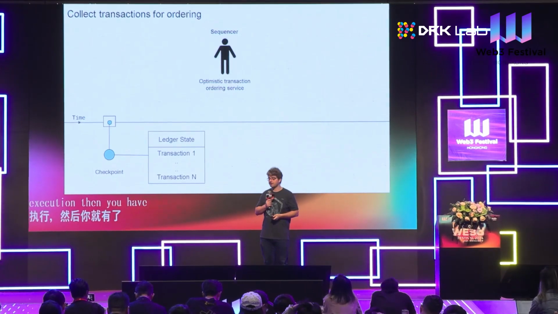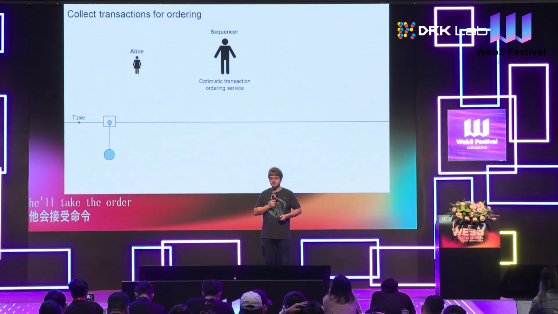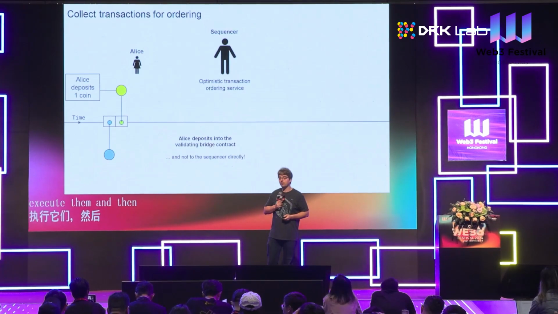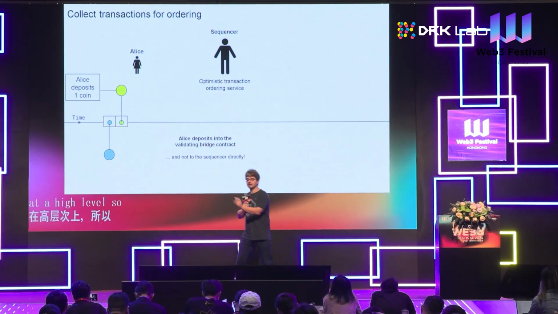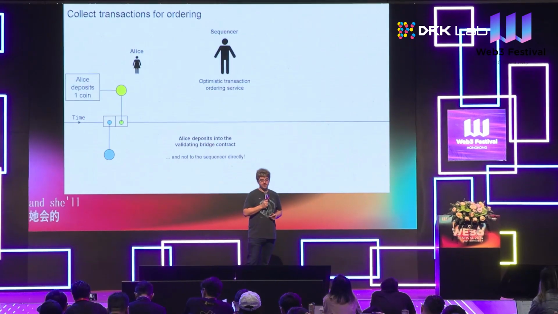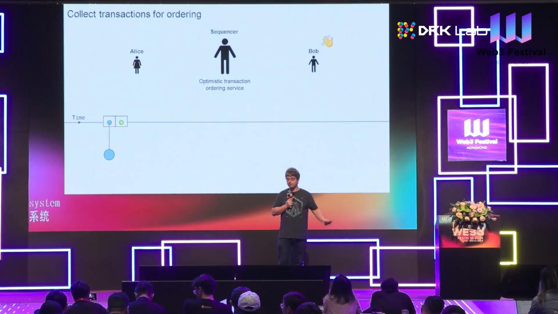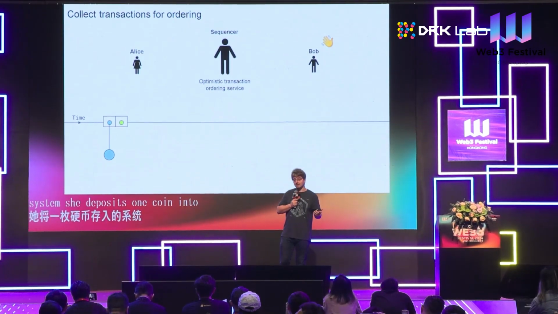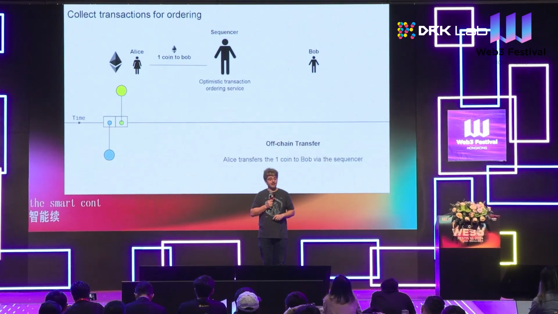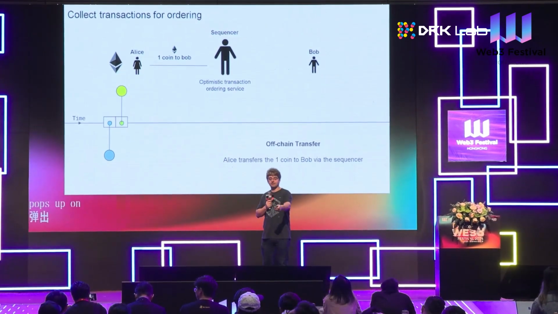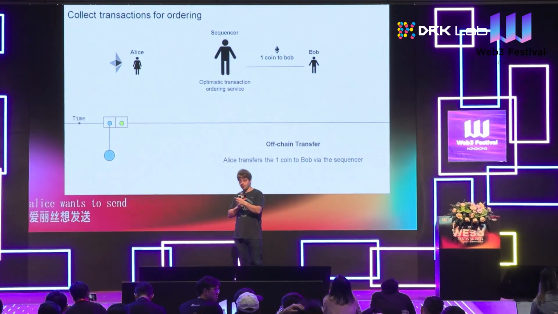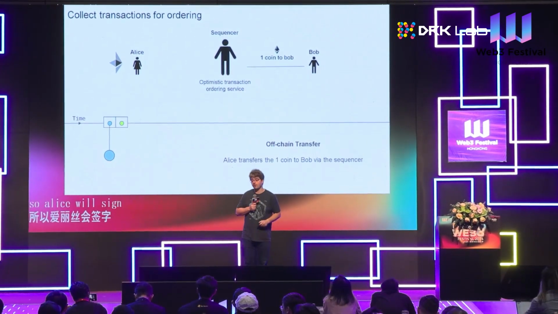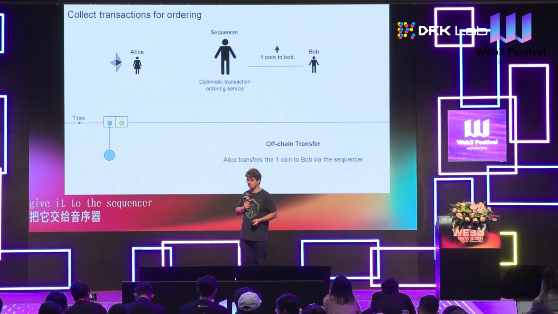So let's see how this works at a high level. So Alice comes along, and she'll deposit one coin into the system. She deposits one coin into the smart contract, then her balance pops up on the rollup. And then Bob comes along. Hi, Bob. And Alice wants to send one coin to Bob. So Alice will sign a transaction and give it to the sequencer. Now, the sequencer can notify Bob to say, Bob, you're going to receive one coin. But Bob has not yet received this coin.